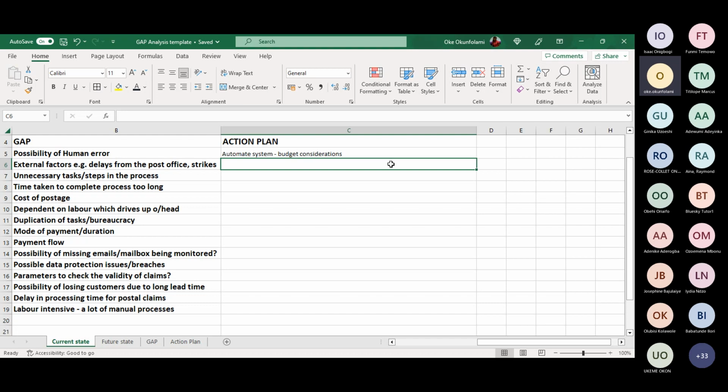So when we're giving our answers, don't bother about the order. It doesn't mean that if we say external factors, then the action plan must be that. Do you get what I mean? Let's just take any that you feel you can come up with.